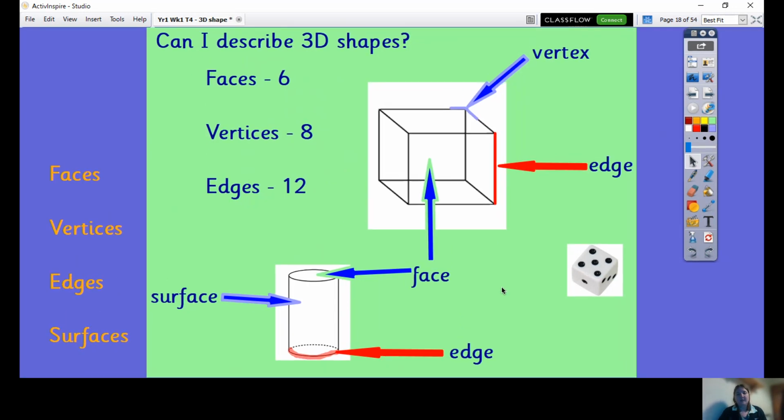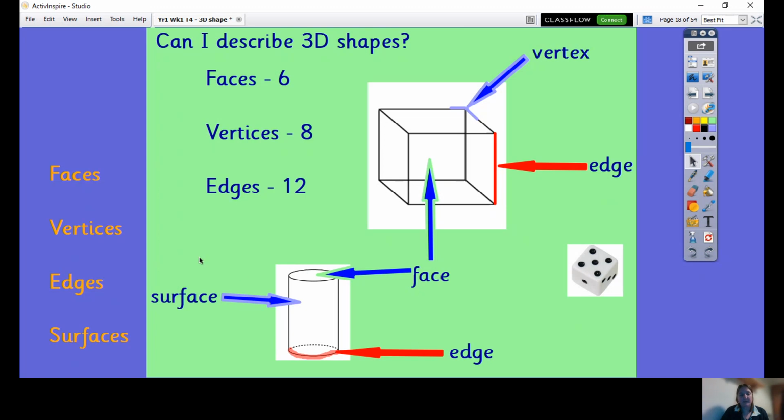Okay. So here, thinking about a cylinder, we've got faces and we've got a surface. Now this is where some people might argue that it's got 3 faces, because it's got one at the top, one at the bottom, and then a face all the way around. Some people may say that that's 2 faces. It's got one at the top, one at the bottom, and this is a surface because it's curved. And again, it doesn't have any vertices, doesn't have any corners, because it's a curved shape.